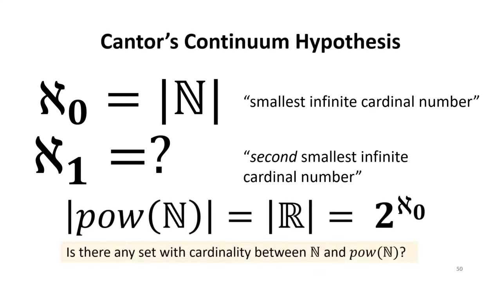Right, so these are defined as aleph numbers. Aleph 0 is the smallest infinite cardinal. Aleph 1 is the second smallest. It is unknown if that is the power set of the natural numbers, the cardinality of the power set of the natural numbers, or if there's something between those.